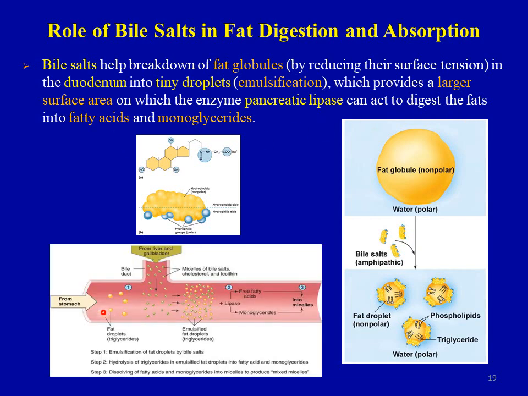As we can see here, the stomach will release the chyme that contains large fat droplets. This will mix with the bile salts that are present in bile and will result in emulsification of these large fat globules into small fat droplets, and this will increase the surface area, as I said, for the action of the pancreatic lipase to digest the triglycerides into free fatty acids and monoglycerides.